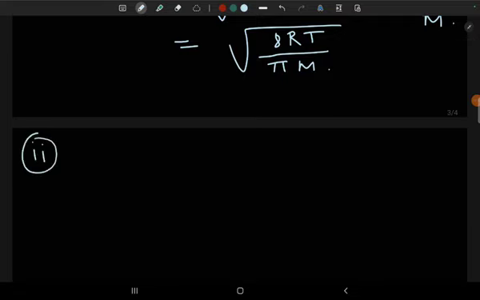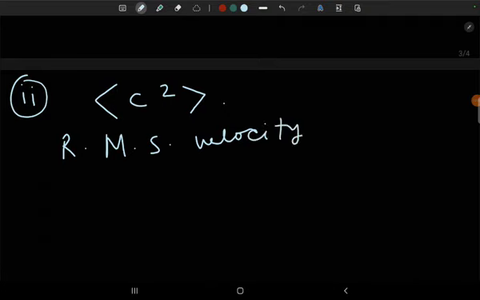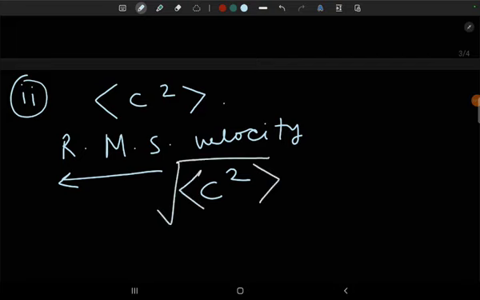The second thing that we are going to determine is the average c squared, the expression for average c squared. And we defined here something called the root mean square velocity. And when you say root mean square, we actually go from right to left. So first we had a speed, we square the speed, then we take the mean, and then we take the root. So that is actually the root mean square. To find the root mean square, we need to determine this average c squared.